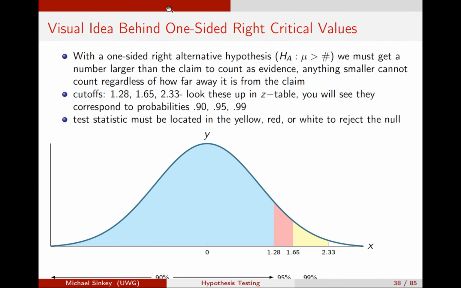With the one-sided right hypothesis, the alternative is the mean is greater than some number. I've got to get a number larger than the claim to count as evidence. So let's say that I believe that the mean is greater than 10. That's my alternative. Well, if I get, say, minus 74, that's pretty far away from 10, but it's certainly not greater than 10. So anything over here doesn't count. So anything to the left of the claim doesn't count. So to the right of the claim is the only possible data that could count as support of the alternative.